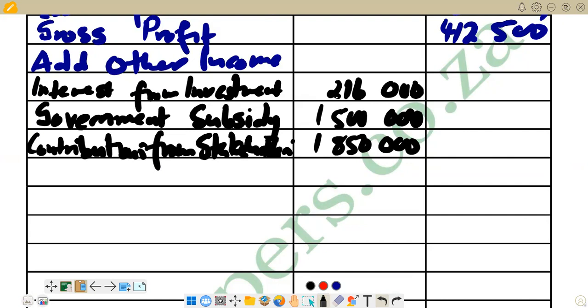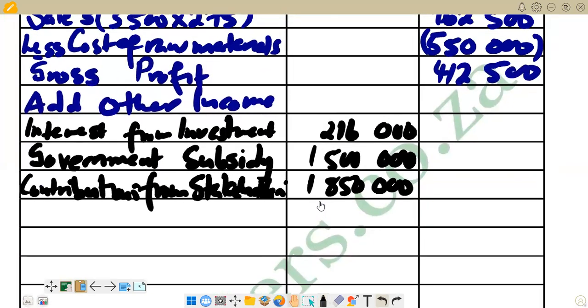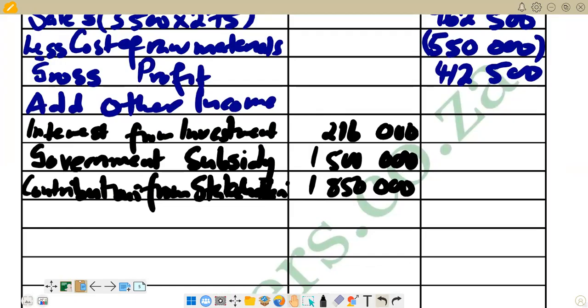So we can now add 260,000 plus 1,500,000 plus 1,850,000. And the total, we are going to put it here representing our other income. So we can simply do that. If we add those three figures, we are going to get 3,566,000. So this is what we have.